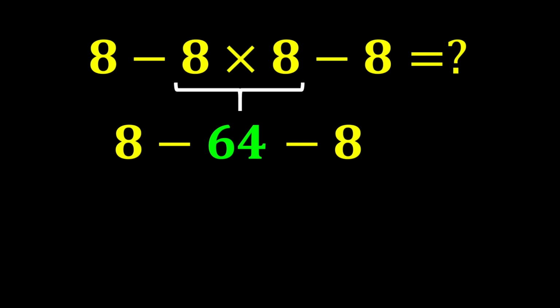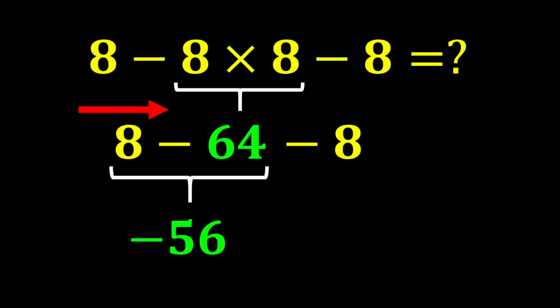Now, in this expression, there are 2 subtractions, and since according to PEMDAS subtractions have equal priority, we move from left to right and perform the subtractions in order. 8 minus 64 gives us negative 56, and in the end, negative 56 minus 8 gives us negative 64, which is our final answer.